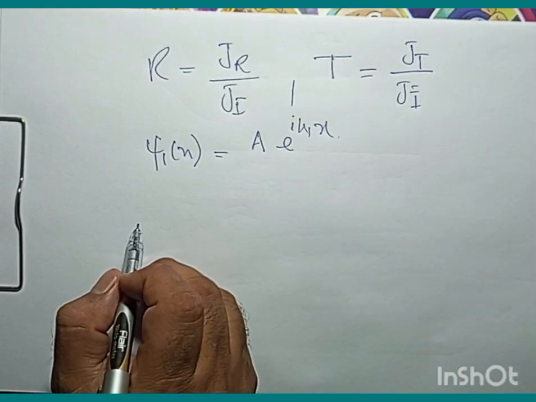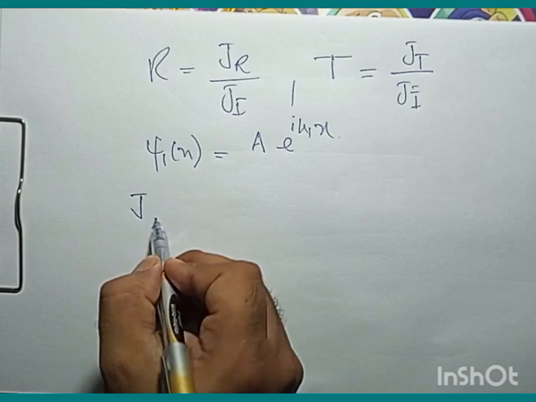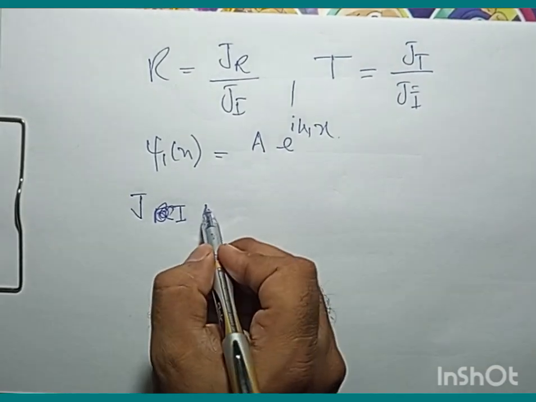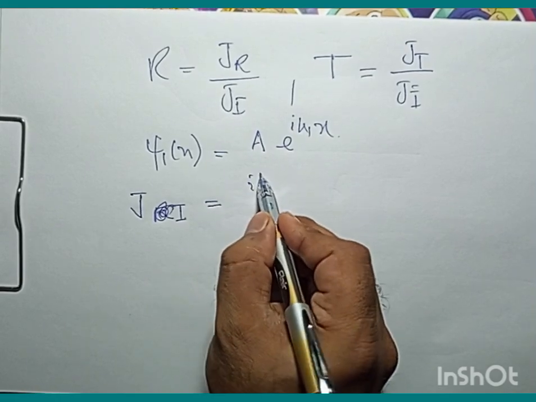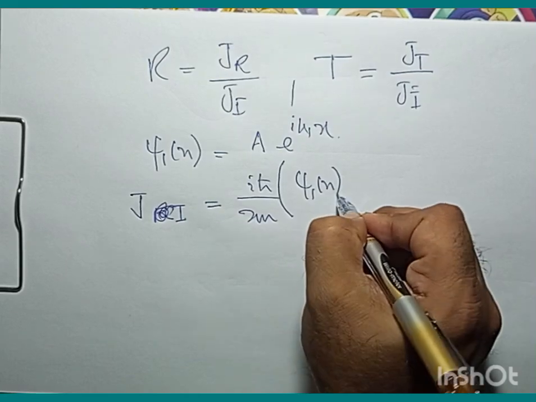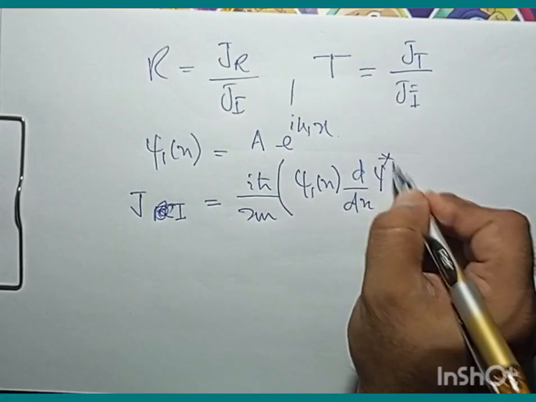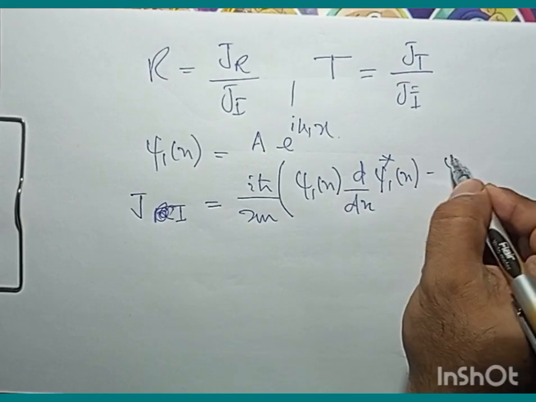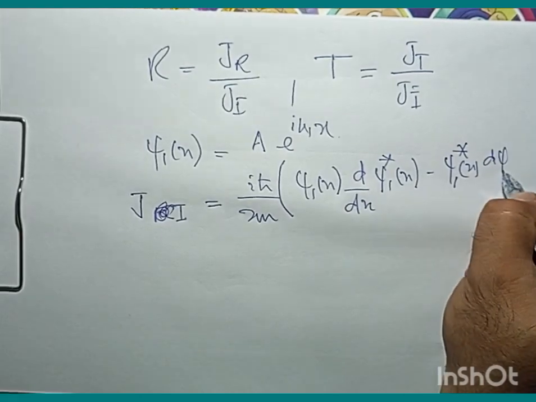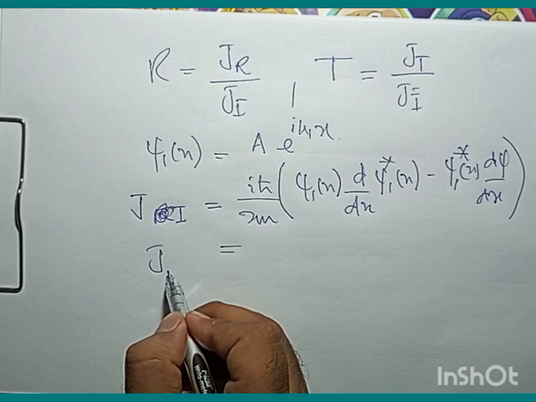We can write down the expression for the calculation of this current density. J incident would be a better idea to start with. Ji is going to be i h cross by 2m times psi 1 of x, then d by dx of psi star 1 of x, minus psi 1 of x star and d psi by dx. Okay, so we can easily write down this Ji.